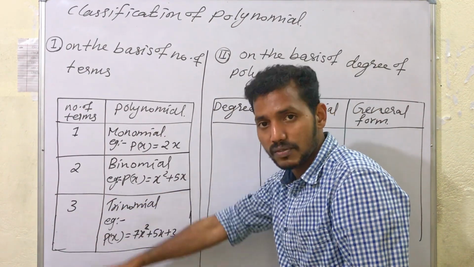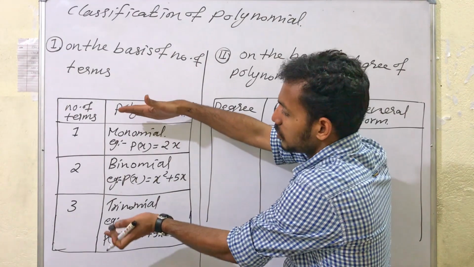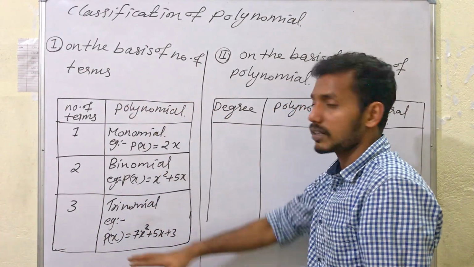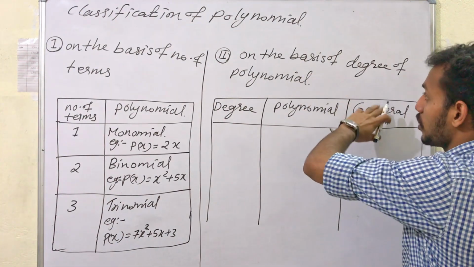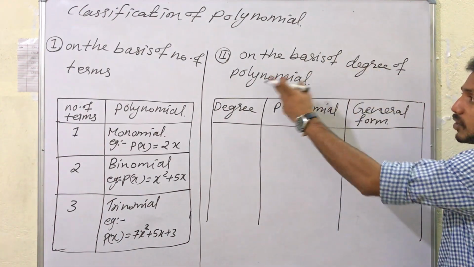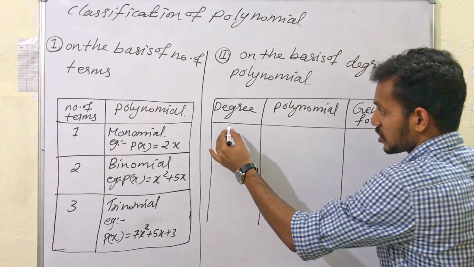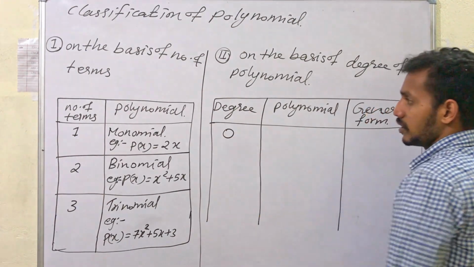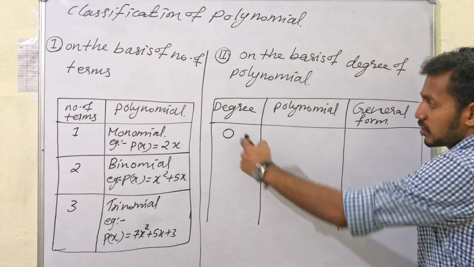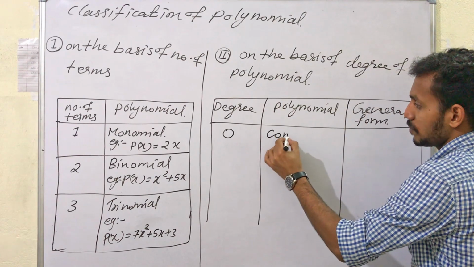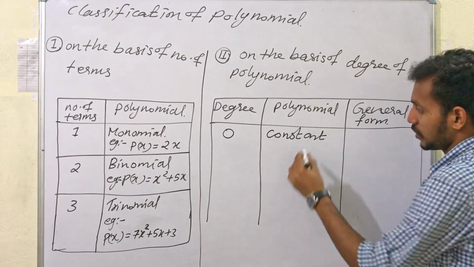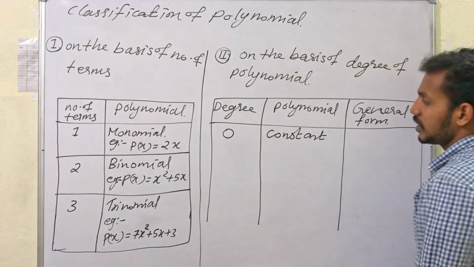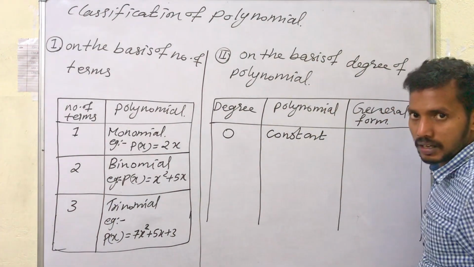There are some more classifications, but we just need to know up to monomial, binomial and trinomial. Then the second classification is very important, that is on the basis of degree of polynomial. First we can start from 0. In case the degree is 0, we will call that a constant polynomial. Why is it called a constant polynomial?